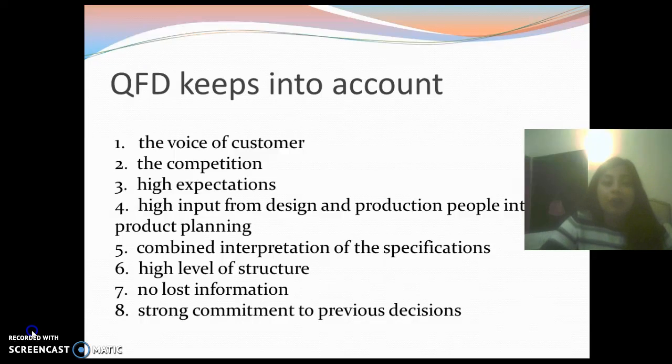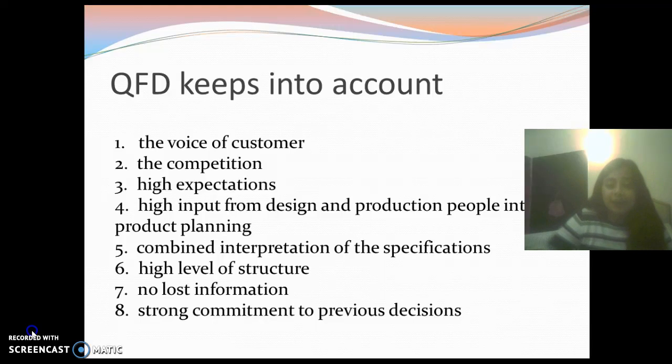It takes into account the competition. It has high expectations. It has high input from design and production people into the product planning. Now what this essentially means is that it's not only up to the top management to decide what to do with the product and what the procedure should be. No, in this you take into account every single person in the whole process and who's working for the company to give his input and make critical changes along the way.